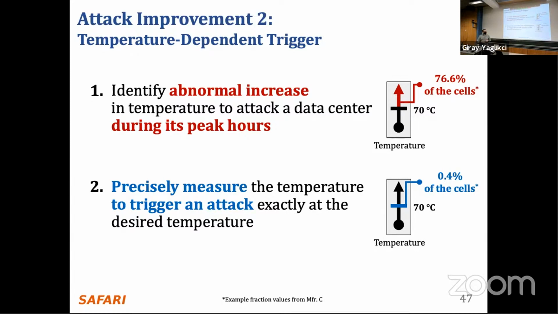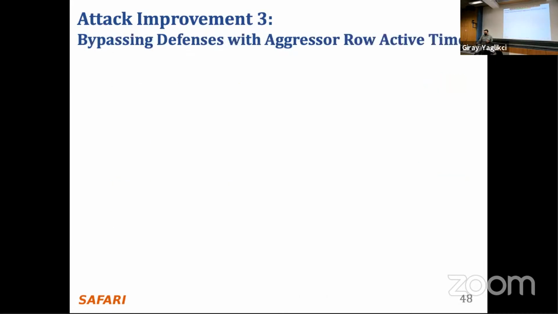Let's assume another case where it's important to precisely measure what the temperature is. Even in that case, you still have a smaller fraction, but you still have some cells that experience bit flips only at 70 degrees Celsius. So you can use these cells and understand if the temperature is exactly 70 degrees Celsius. And this is not particular to 70 degrees Celsius, right? You have these kinds of cells at pretty much every temperature. Basically, this is the attack model.